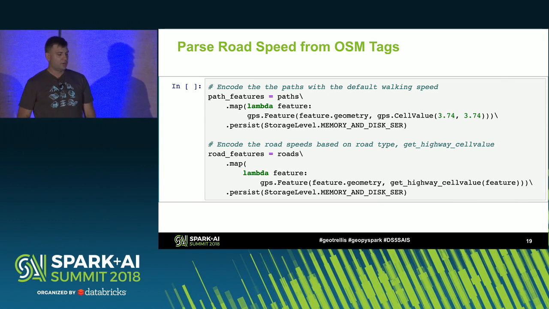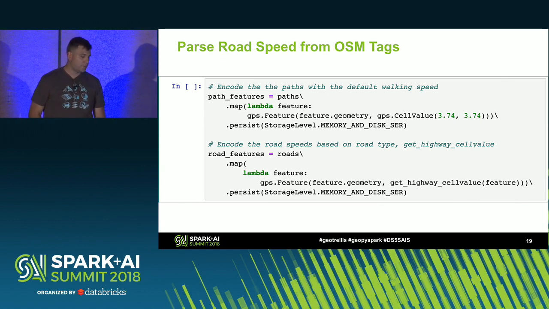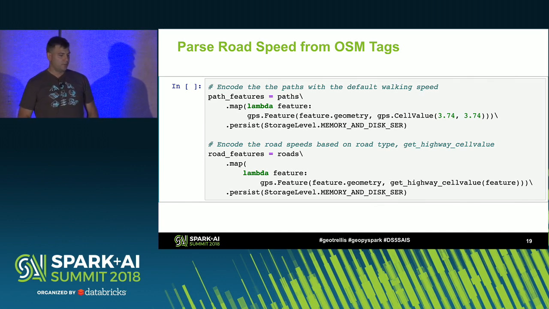For a path, we're going to go with 3.7 kilometers per hour, and for a highway, we defined off-screen a function that parses the key-value map associated with the geometry and extracts the appropriate speed, taking care to clean up the metadata. Since this is a public data set, it's not perfectly curated, but it is pretty good.